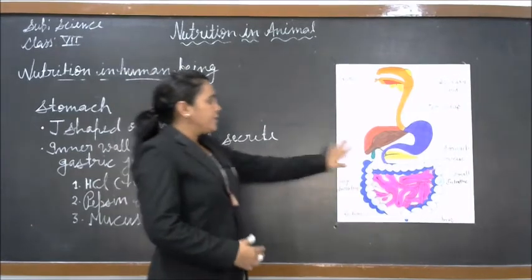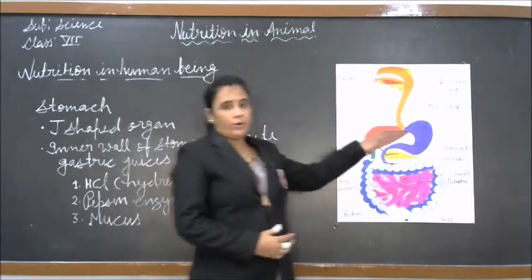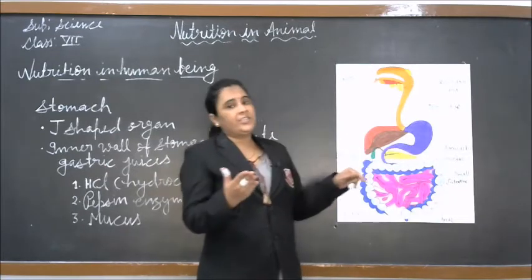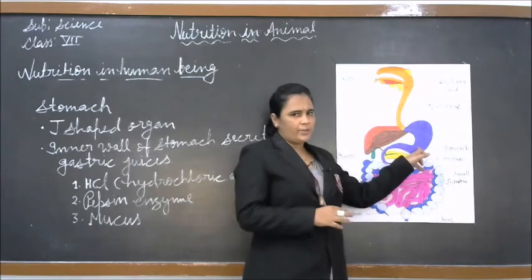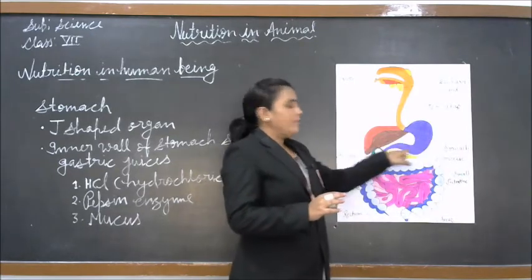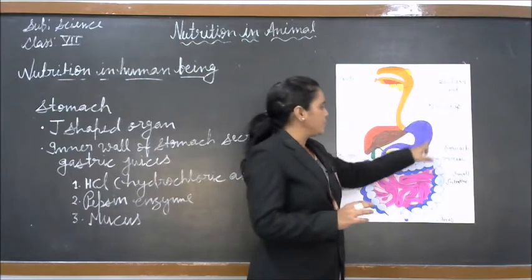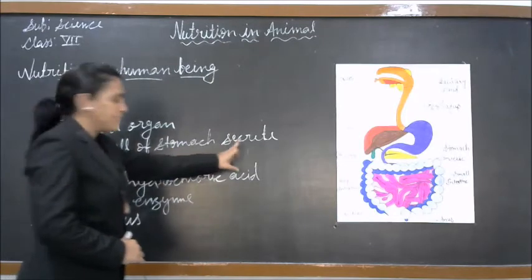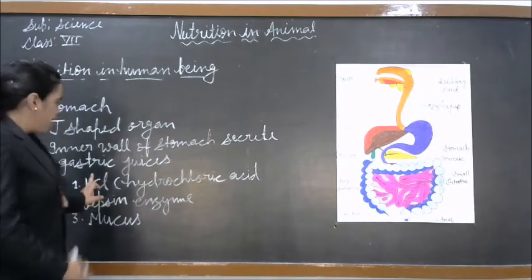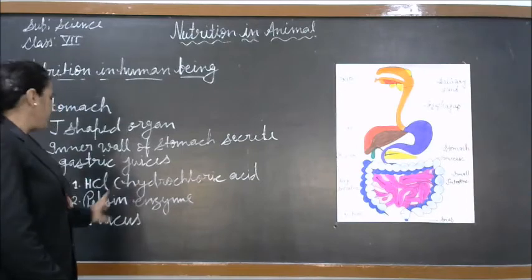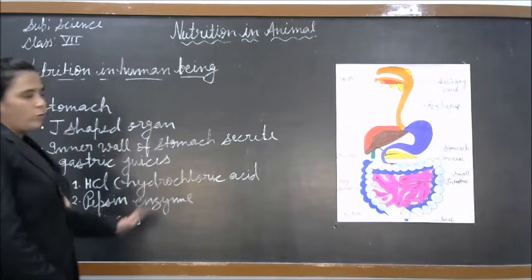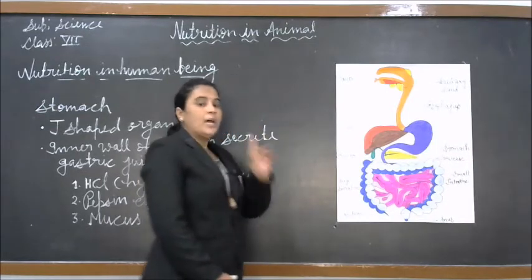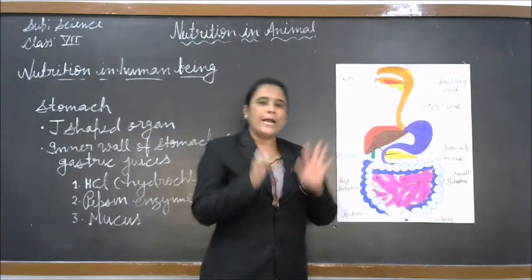Stomach, students. The stomach is a J-shaped organ, and further digestion takes place in the stomach. The inner wall of the stomach secretes gastric juices: hydrochloric acid, pepsin enzyme, and mucus.